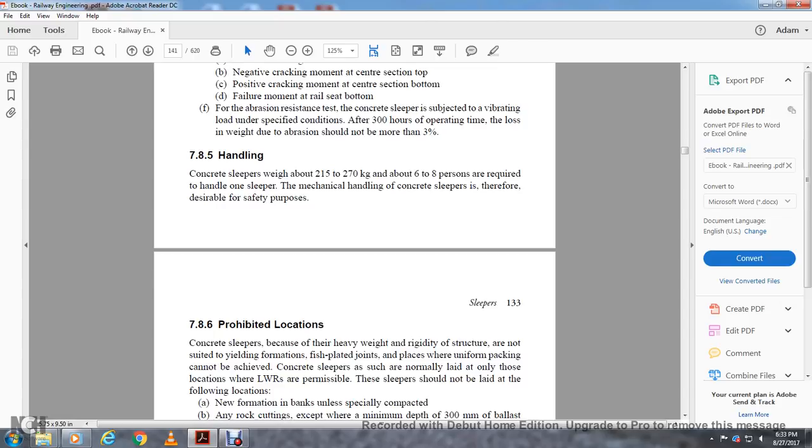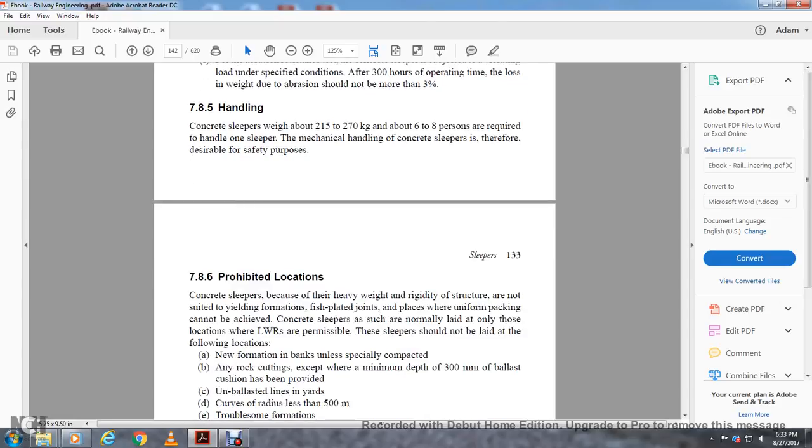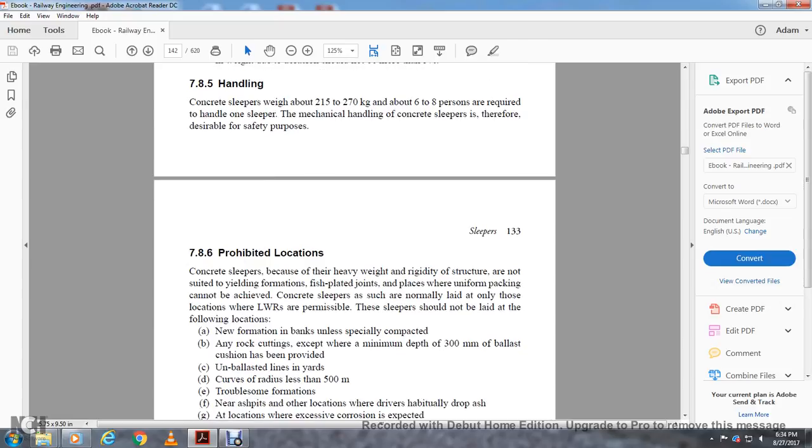The sleeper should not be laid at the following locations: new formation and banks unless specially compacted, any rock cuttings except where a minimum depth of 300 millimeters of ballast cushion has been provided, and unbalanced lines in the yards, curves of radius less than 500 meters.